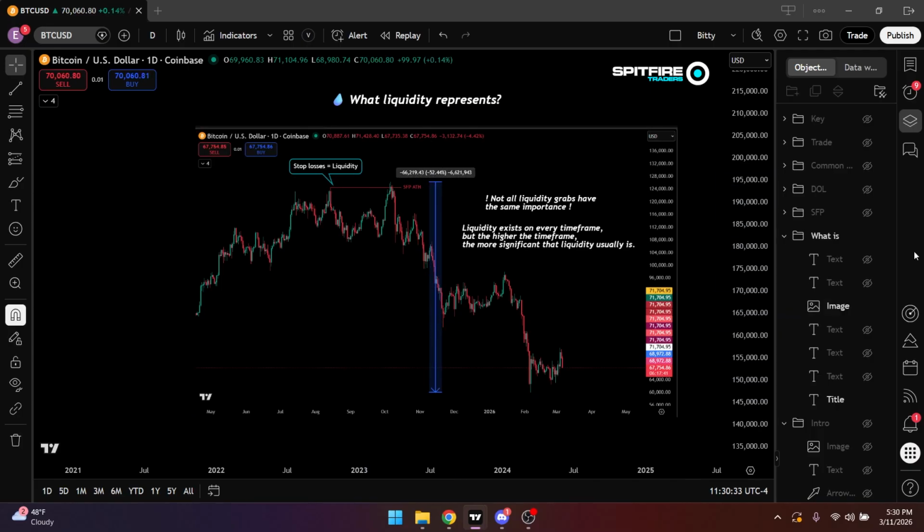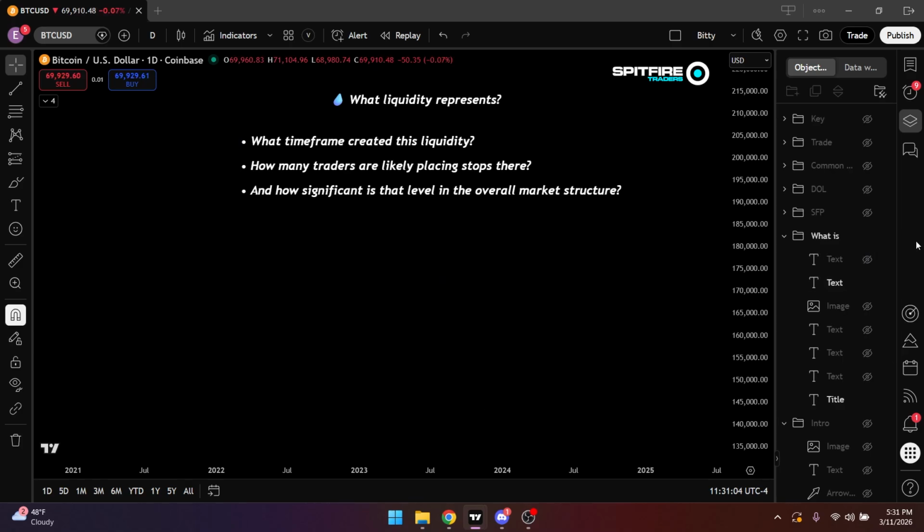But a liquidity sweep on a 4-hour or 1-hour chart is much smaller in comparison. It might only lead to a short-term reaction or a temporary pullback inside the larger trend. So, when analyzing liquidity, ask yourself: what time frame created it? How many traders are likely placing stops there? And how significant is that level in the overall market structure? Because the higher the time frame of the liquidity pool, the more weight that sweep usually carries.